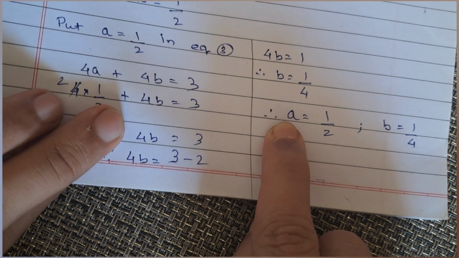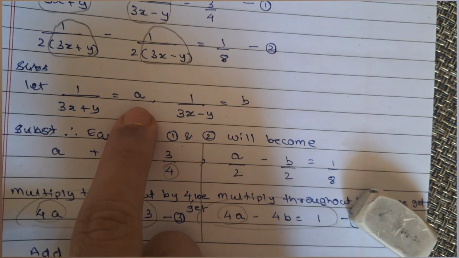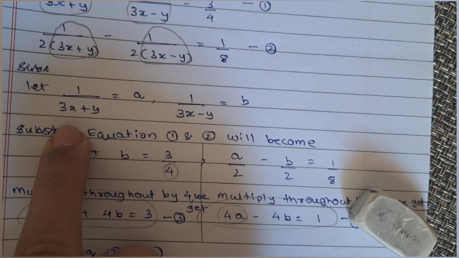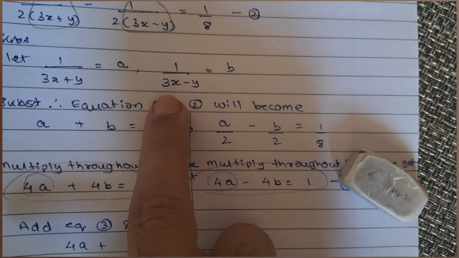Instead of A, I will write the value of A. By the way, what was the value of A? If I just go up, the value of A was this thing. Similarly, I will put the value of B over here. What was the value of B? The value of B is over here, this one.